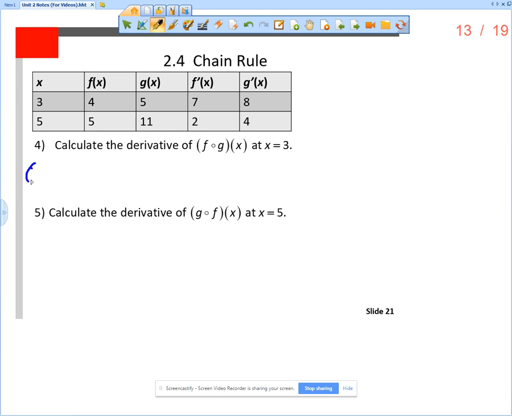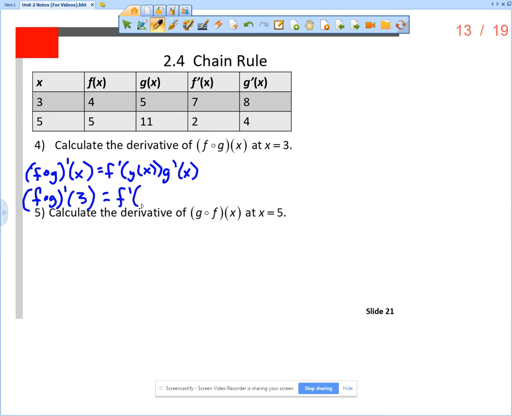So first of all, let's understand notation. The derivative of f of g of x, what is that going to be? It's going to be f prime of g of x times g prime of x. So now I want the derivative at 3. So I really just want f of g prime of 3. So what does that mean? I want f prime of g of 3 times g prime of 3.